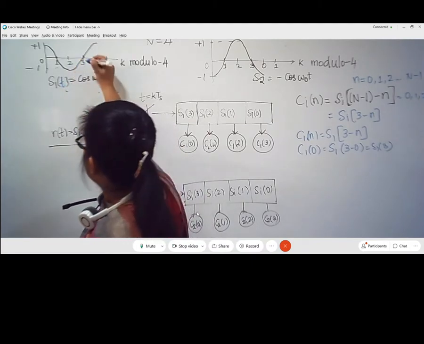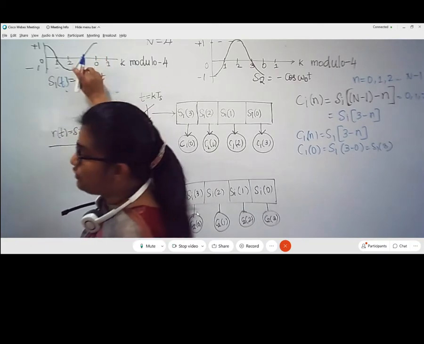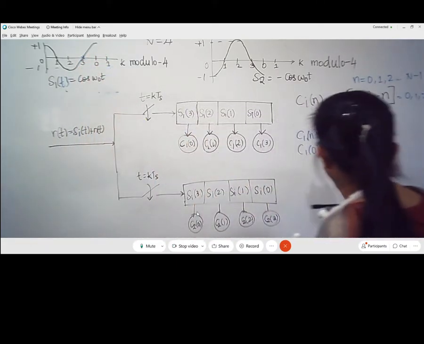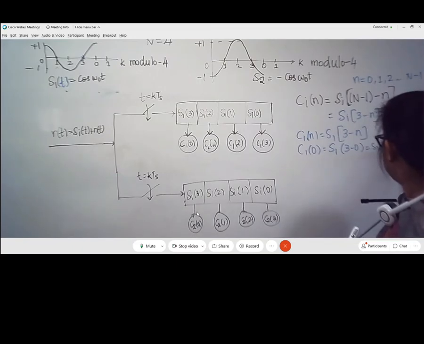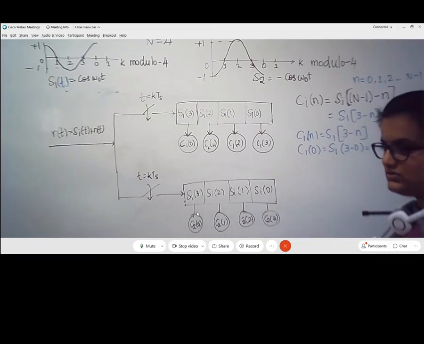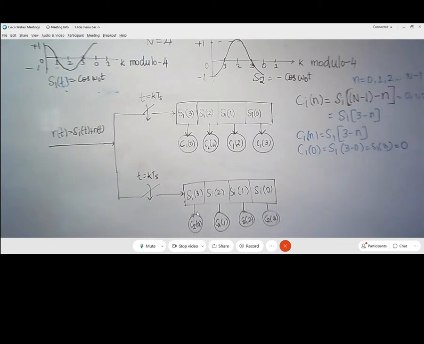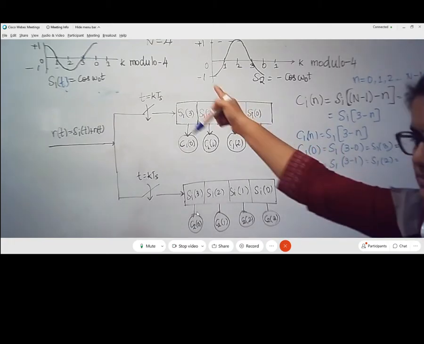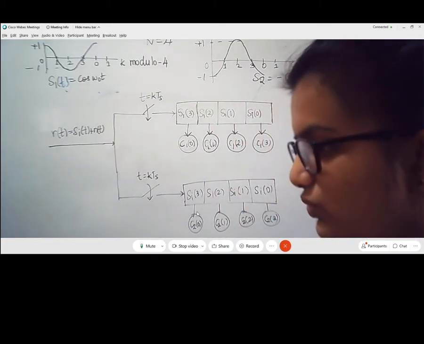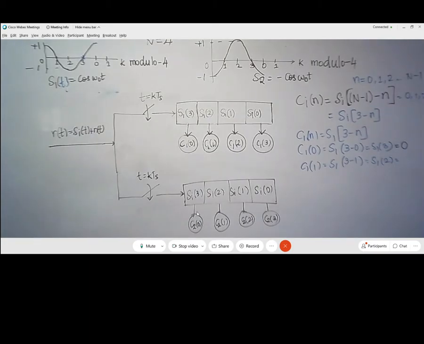What is this value? At this time instance, I have the value of this waveform as 0. So C1 of 0 is 0. Then coming to C1 of 1, it will be equal to S1 of 3 minus 1, which is S1 of 2. What is the value of symbol S1 at time instance 2? You should tell me, only then I will write. Minus 1, correct. So this is minus 1.